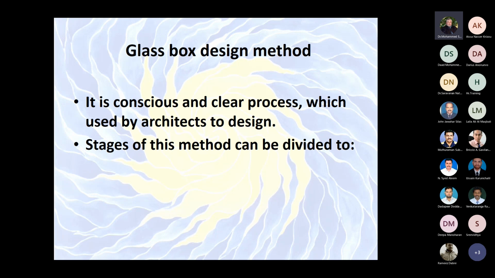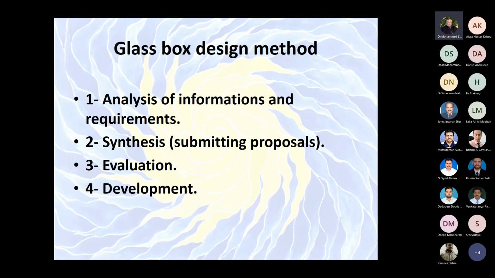The other method, the glass box design method. It is conscious. The first one is unconscious. Here it is a conscious and clear process which is used by architects to design. The stages of this method can be divided into analysis of information and requirements, synthesis, as we said before, through submitting proposals, and then evaluation, or critiquing, and then development.